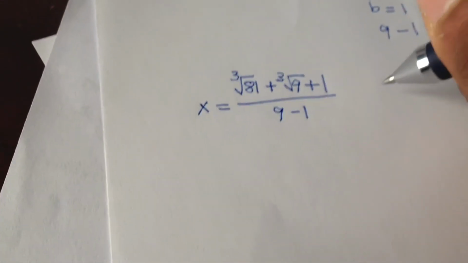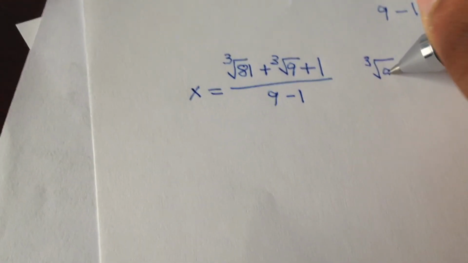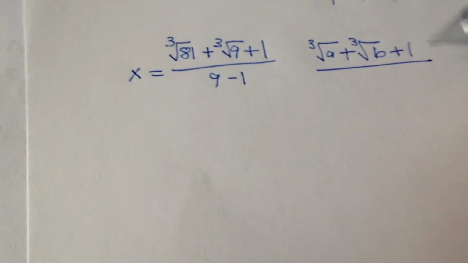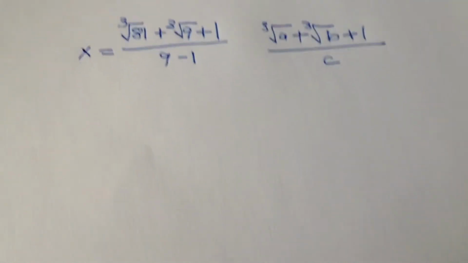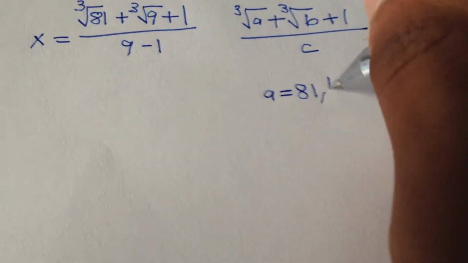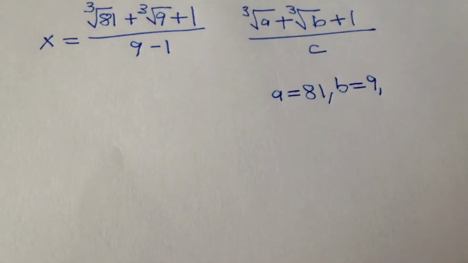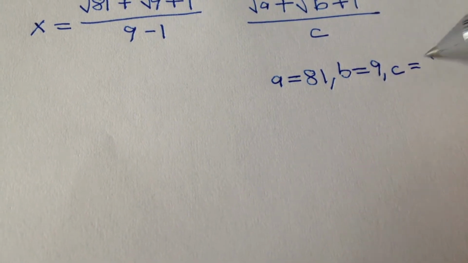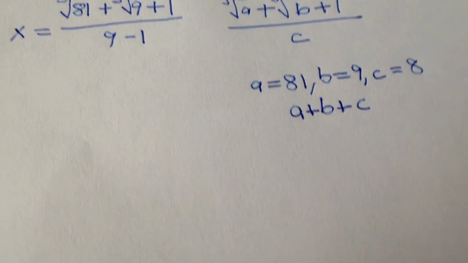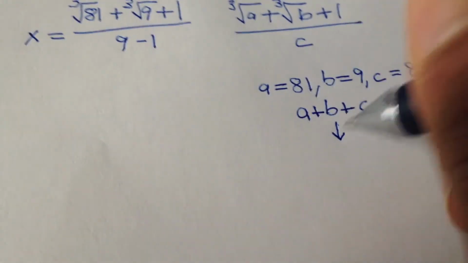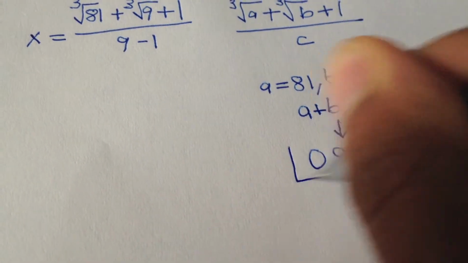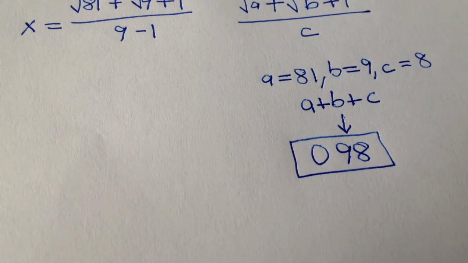So we know that our root should be in this form: cube root of a plus cube root of b plus 1 all over c, and we just line them up. We get that a equals 81, b equals 9, and c equals 8. When we add a plus b plus c, we get that the answer is 98, but this is the AIME I, so it's actually 098, and this is our final answer.